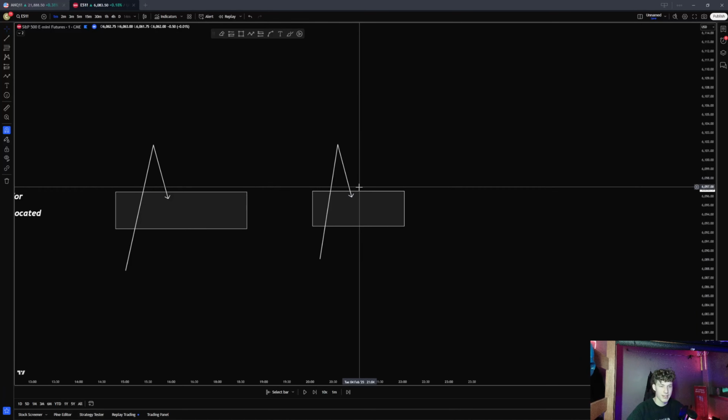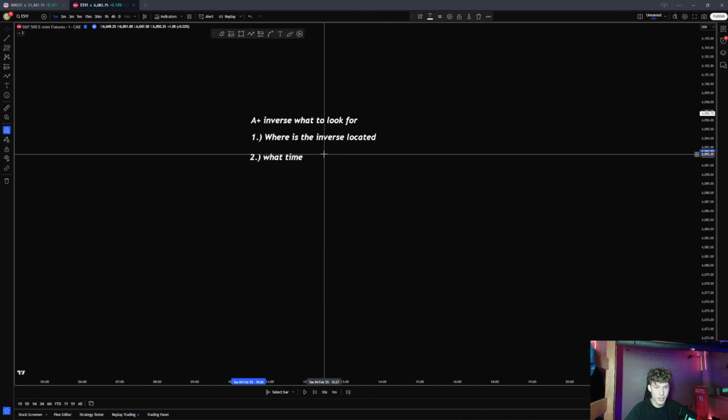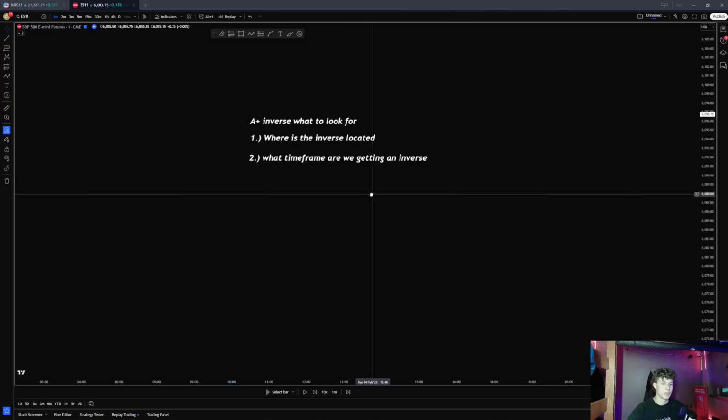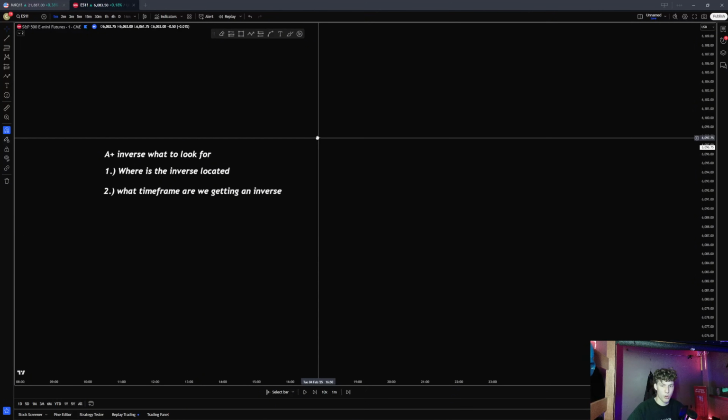So why would you be taking the inverse? I don't know. You'd be an idiot. So that's what you have to understand. Where are we located? Another thing we have to understand, what time frame are we getting the inverse on? All right, I don't think I have to explain this too much here because, as you know, higher time frames do hold higher power.